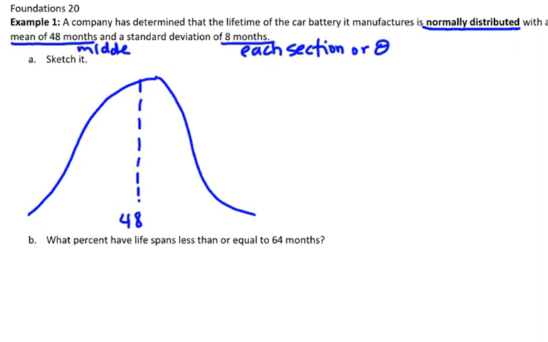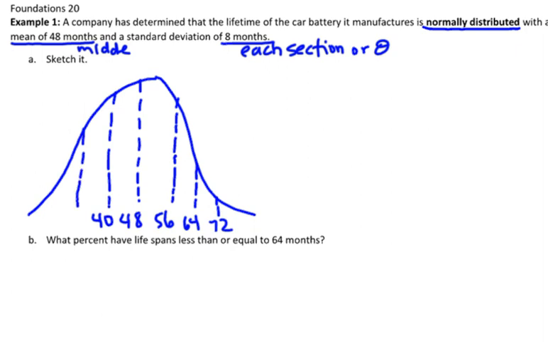1 standard deviation to the side, we're going up 8 months. So this will be 56 months. This will be 64 months. This will be 72 months. And to the left, since we're going before that, we need to subtract 8. This will be 40 months, 32 months, and 24 months.